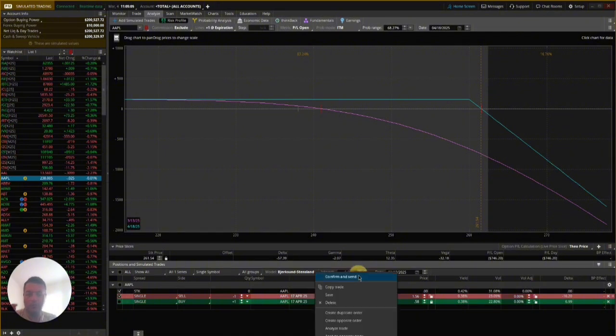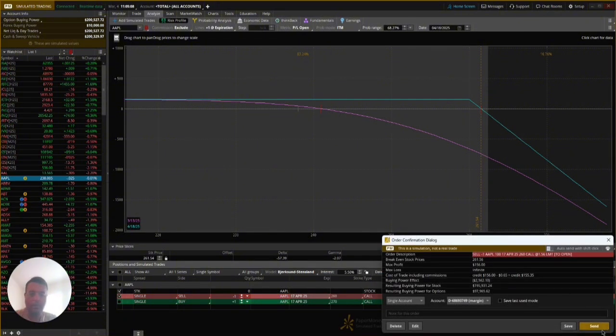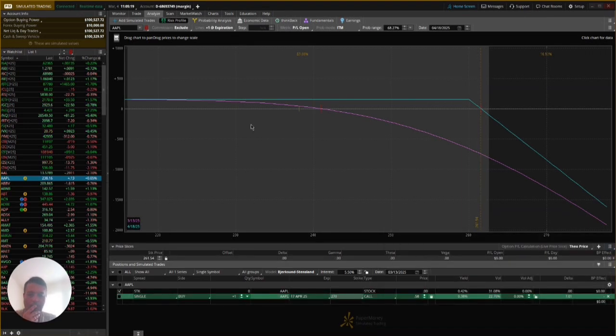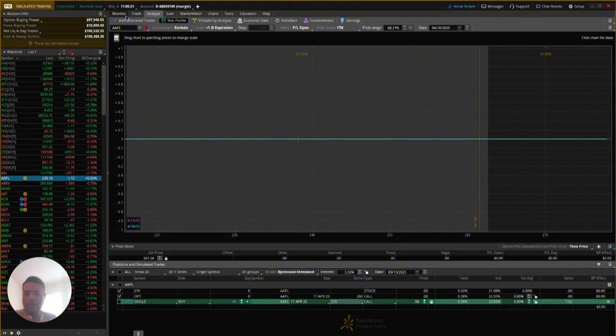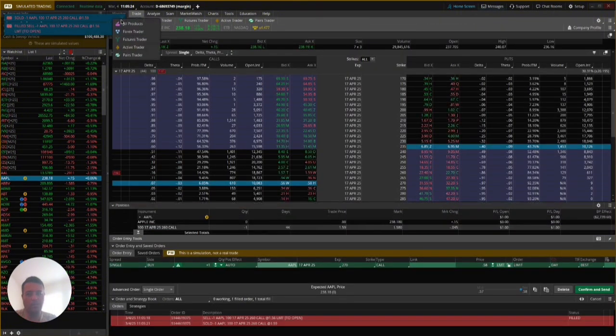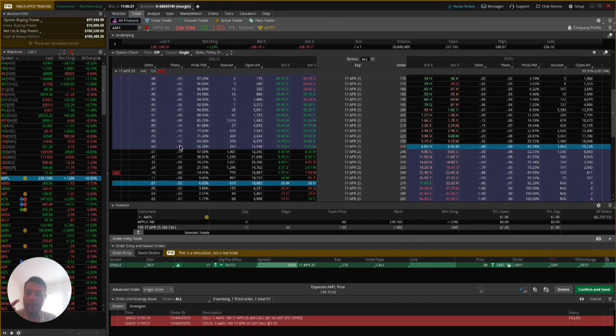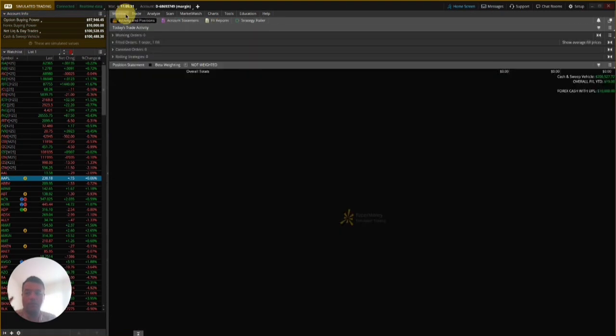So you can put this trade, let's put this trade in. It's my paper trading account, so I don't mind this. So confirm and send, let's put this in. It should fill right away. These are not real fills, so that's why you see it's filled right away. In the real world, it will also fill, but it may not fill right away. It may not fill at that level that you want. So just be mindful of that.